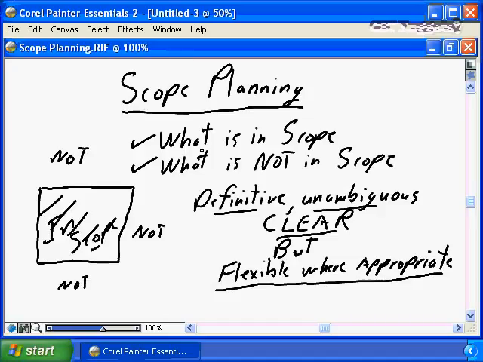A very simplistic example: you're building a home. You're hiring a contractor, a project manager, to build your home. Your expectation is each of the interior rooms of your home will be painted. To be more specific, you're probably expecting that each of the interior rooms will be painted with a coat of undercoat, primer paint, as well as 2 coats of finish paint, so a total of 3 coats of paint. That is a good definition of scope. Each interior room, walls and ceilings, will be painted with a coat of primer and 2 coats of finish paint.